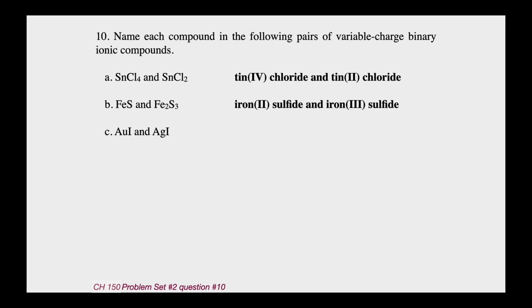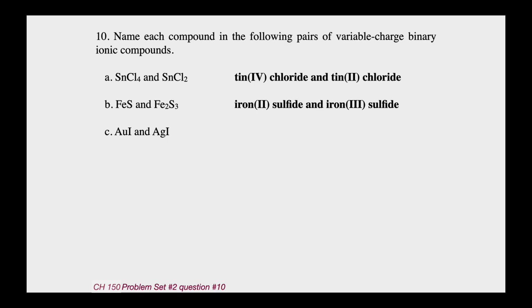Now, the last one, we've got a gold and a silver. And I put this in here because gold and silver are really easy to confuse. But the first one is gold. Iodide is -1. So the first one would be gold 1 iodide. The gold is +1 to balance the iodide's -1.